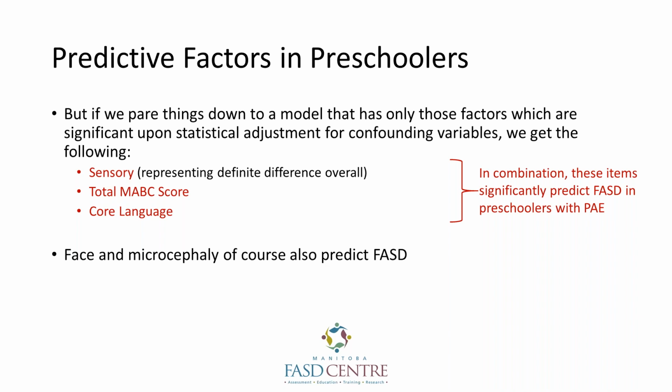So those are the very specific things that we're looking for that put those kids at risk when we're seeing them very young. And of course, the face and microcephaly, if their head measures small, those are also strong predictors of FASD.